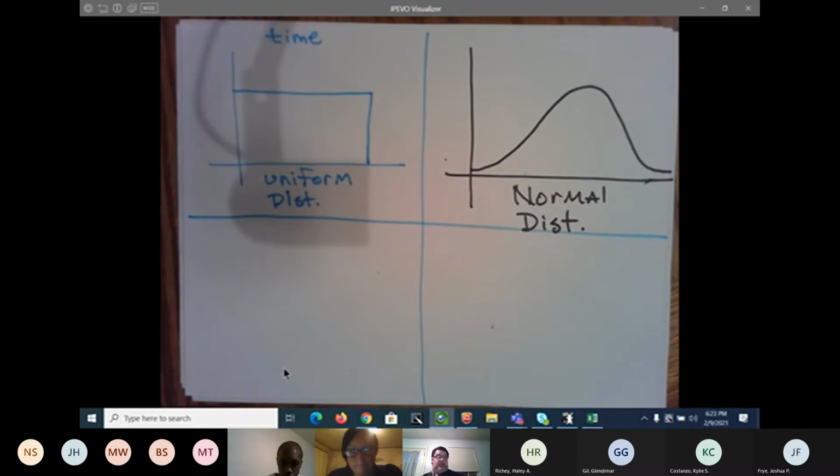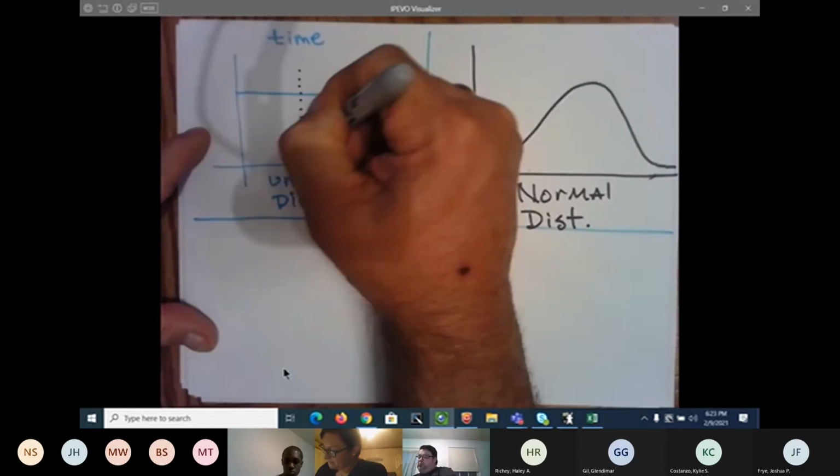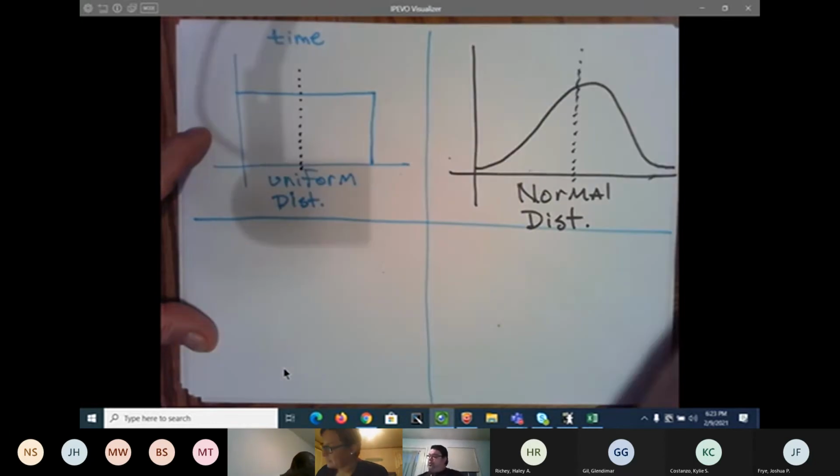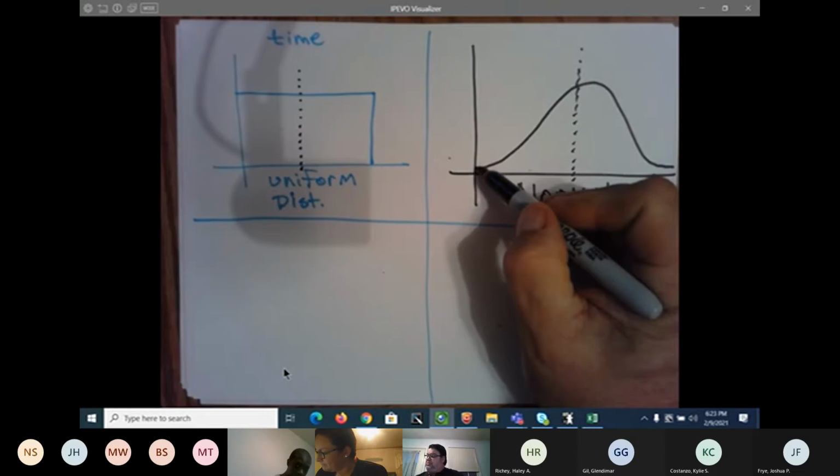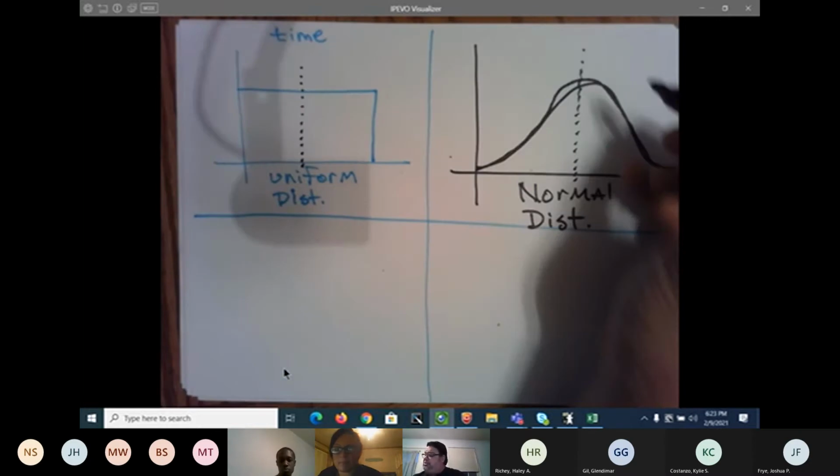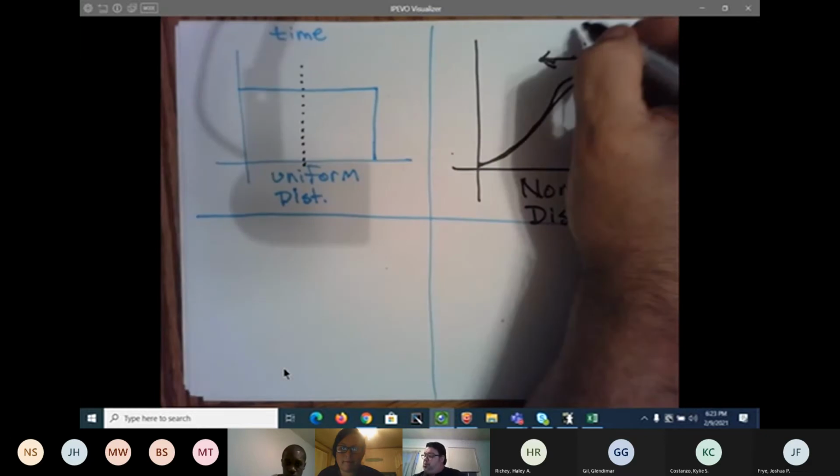Now, here is the center. Here is the center. Now, the one thing about the normal distribution, and it should look like this, mine don't. There we go. The normal distribution is what on both sides of the center? What's the word I'm looking for? Is it symmetric? Symmetrical. Good.